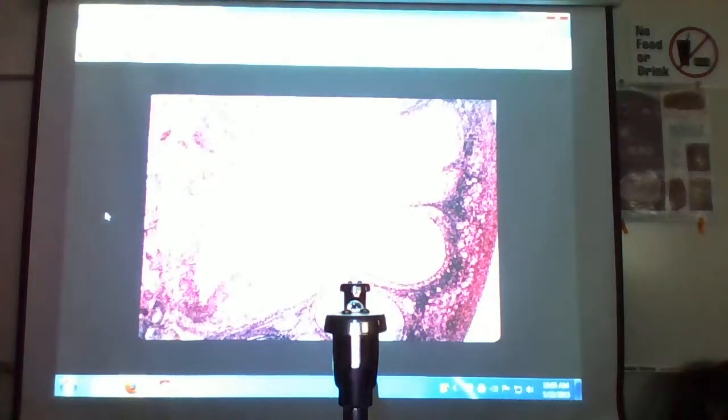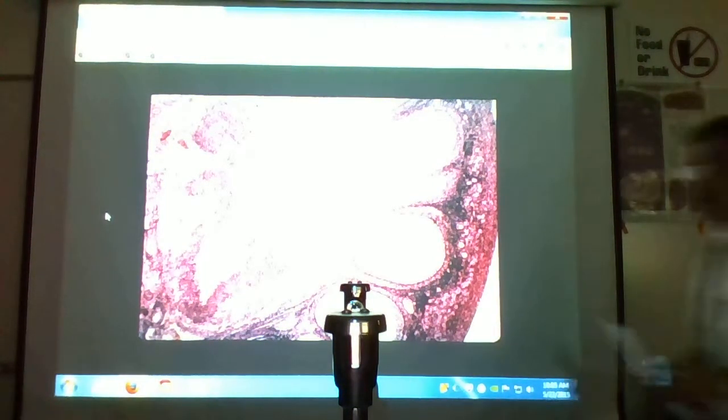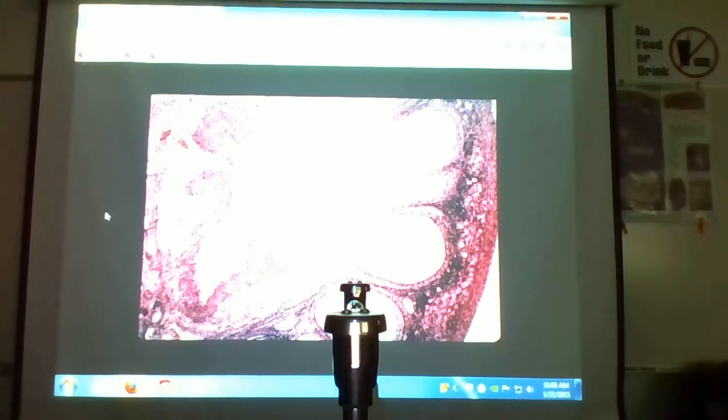What kind of fluid is in the follicle? It's called antral fluid or follicular fluid. Basically, it's a saline suspension. So let's go through this again.